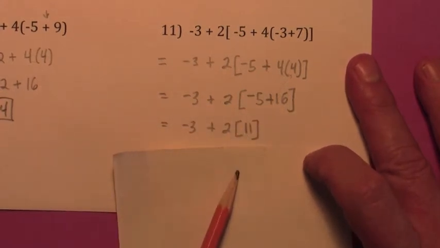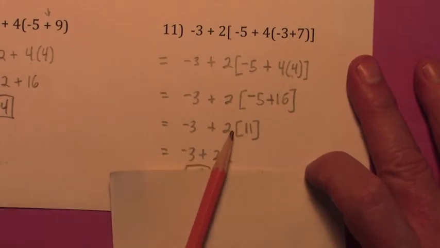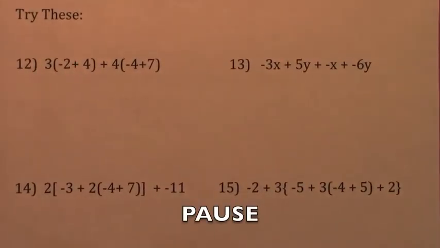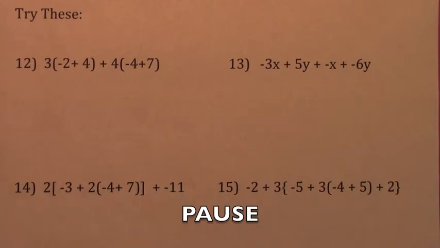See, we're almost done. It gets easier as you go. Do the multiplication before the addition. So this becomes a 22. Final answer, 19. That's right. Okay, so go ahead, hit the pause button one more time, and do these, and we'll go over them in just a minute.